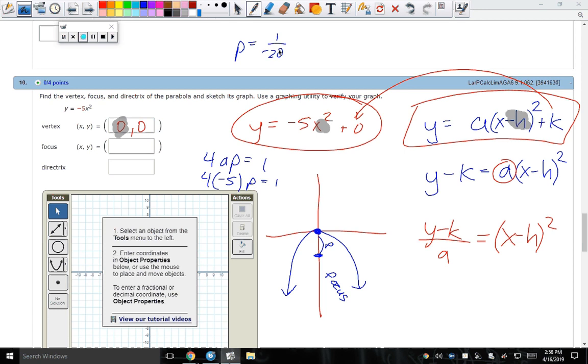So how do I show this focus? How would I show this as a point? 0, -1/20. Okay, what would the directrix be? It'd be a 1/20 jump up, which is that.